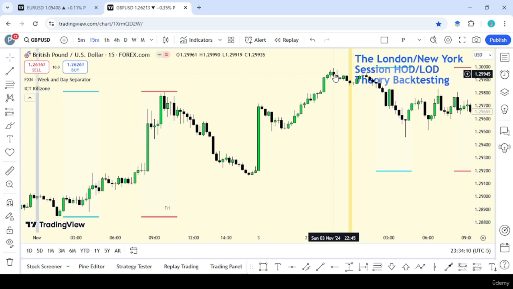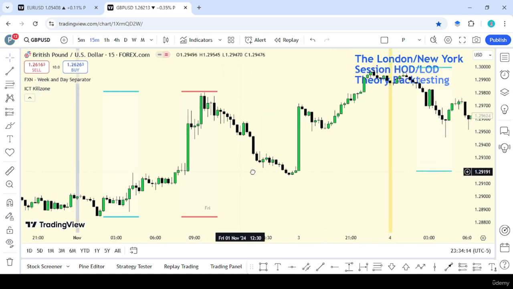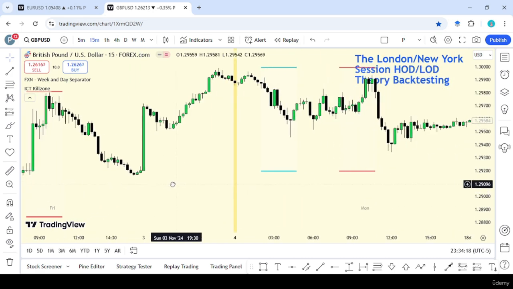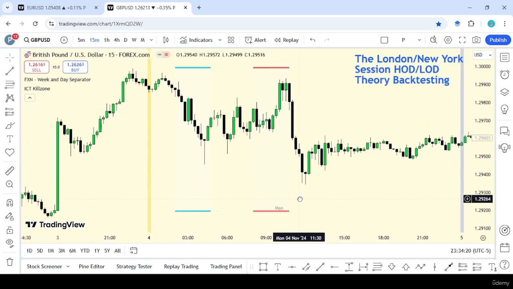This is at 22:45. We had this significant high created during New York session, but it was not the high of the day, but it was still a significant high. Then the next day is the day's range. We had the high of the day. Yeah, this is the high of the day created at 1 a.m., an hour before London's open.